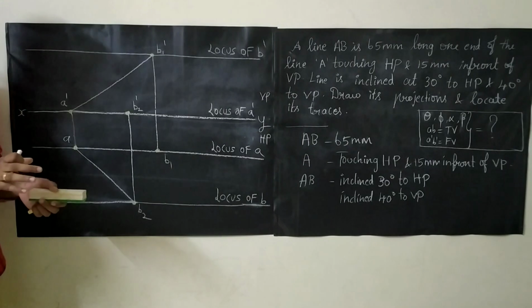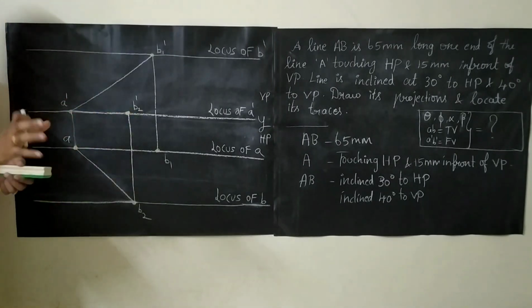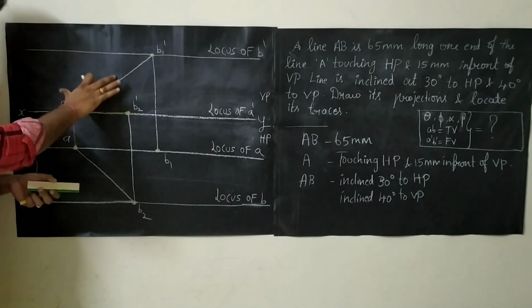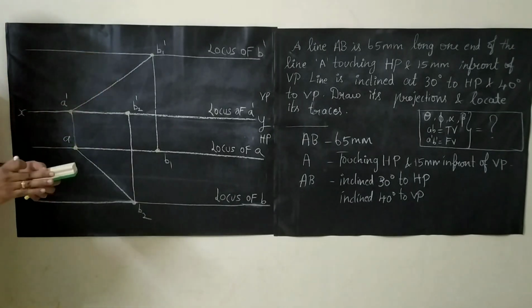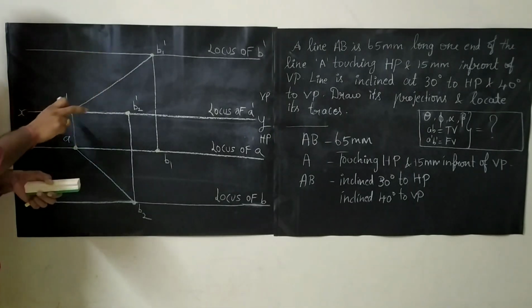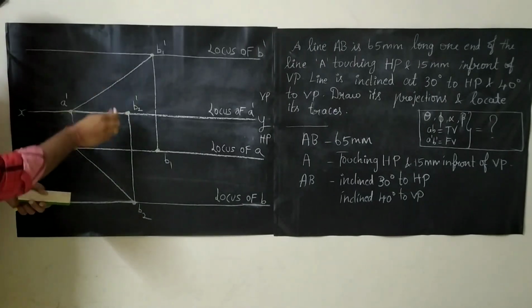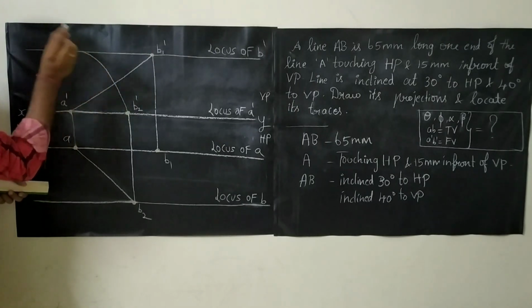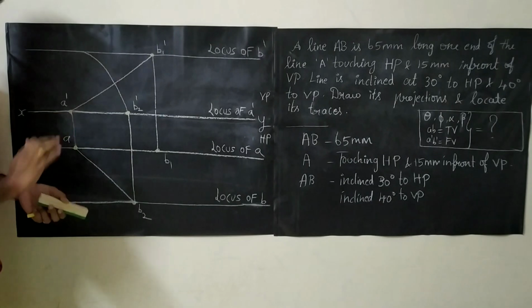Now take your compass, measure A dash B2 dash, and try to rotate the arc in the reverse direction like this, so that we will be getting the front view. So take the radius as A dash B2 dash, keep your compass at A dash, try to rotate an arc. If you rotate, you will be getting like this. Same thing for the bottom also.